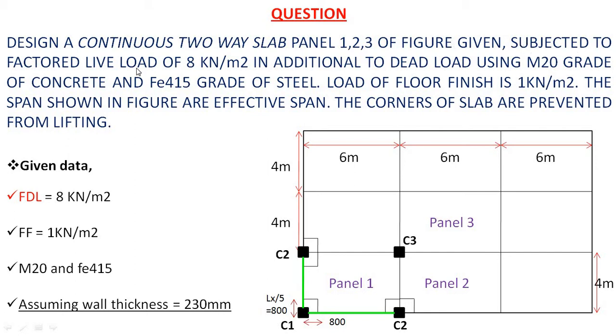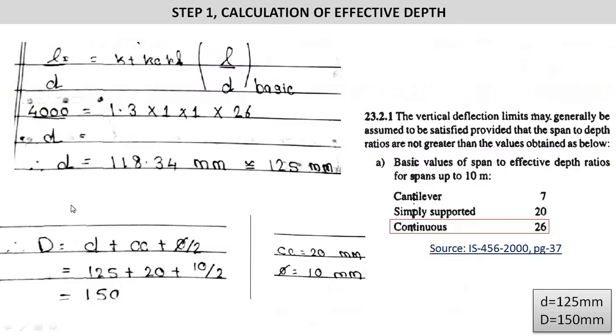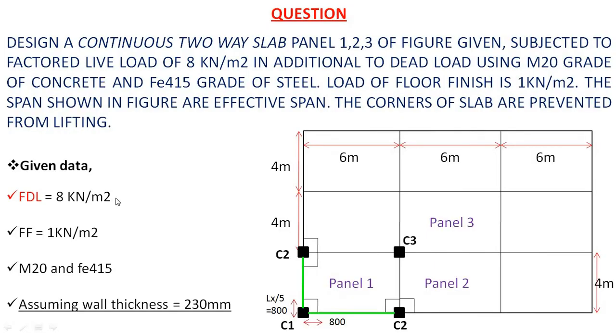The slab is subjected to a factored live load of 8 kN per meter square, which has already been factored. Sorry, here it is the factored live load, 8 kN per meter square, in addition to the dead load, using M20 grade of concrete and Fe415 grade of steel. The load of floor finish is 1 kN per meter square. The spans shown in the figure are effective spans. The corners of the slab are prevented from lifting.